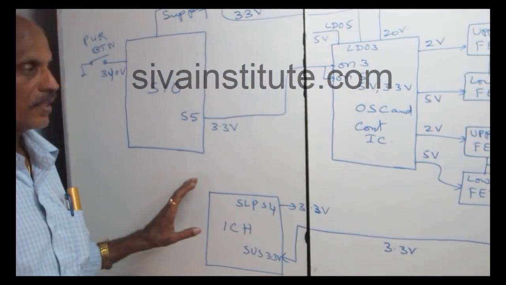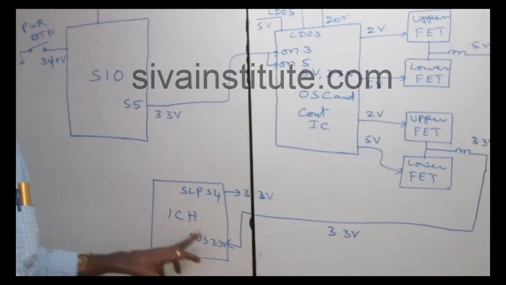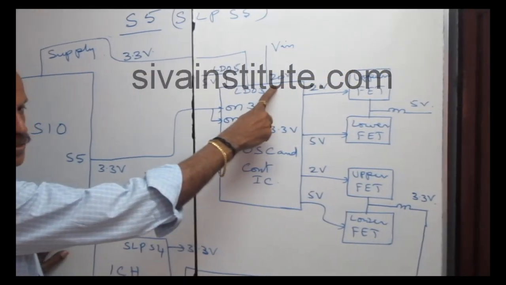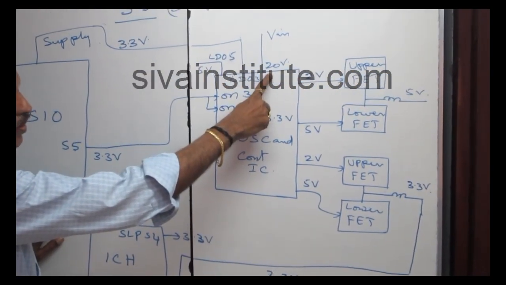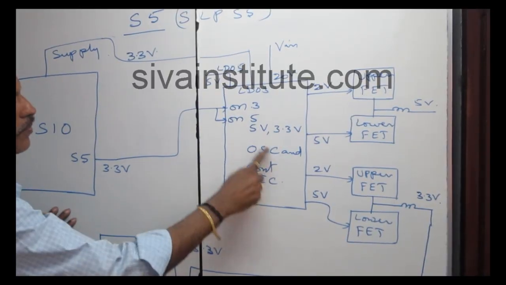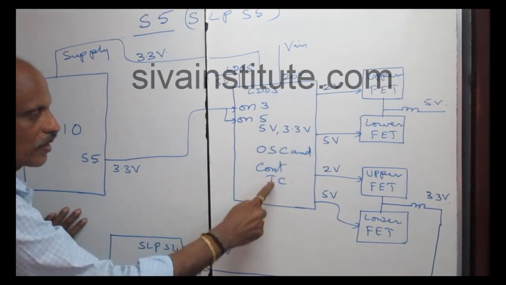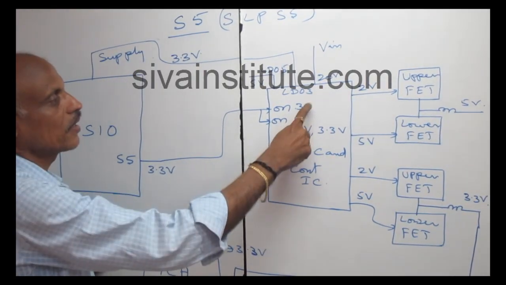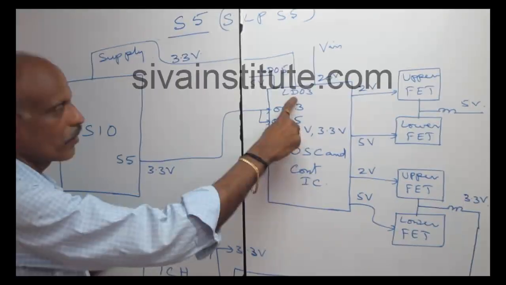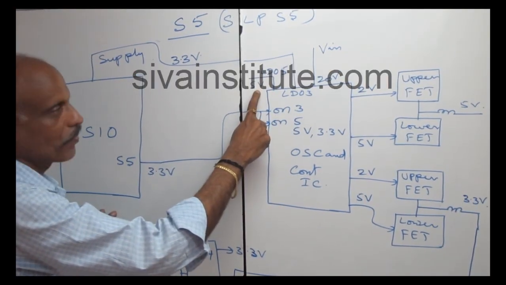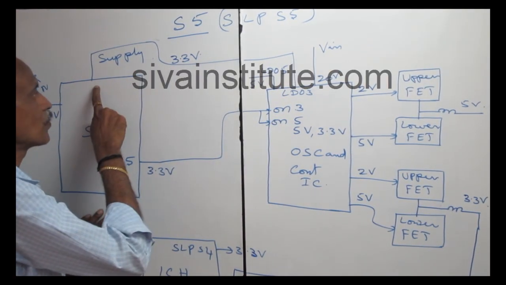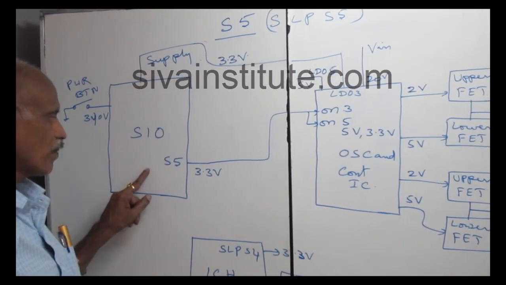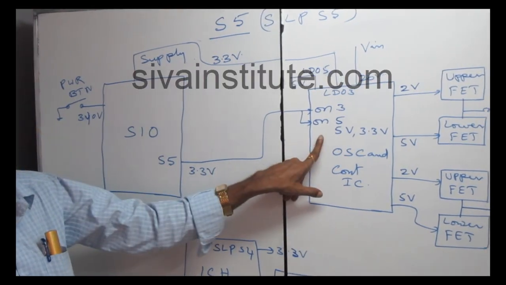We will see how this supply comes to the ICH. When you give 20 volts, or 14 volts to 20 volts, or 12 volts, from the adapter to this IC, this is the 5 volts and 3.3 volts oscillator and control IC. When you give 20 volts, this IC releases LDO 3, that means 3.3 volts, and LDO 5, that means 5 volts. This 3.3 volts comes to this IC. After this, it will start. When you press the power button, S5 3.3 volts comes to this IC.